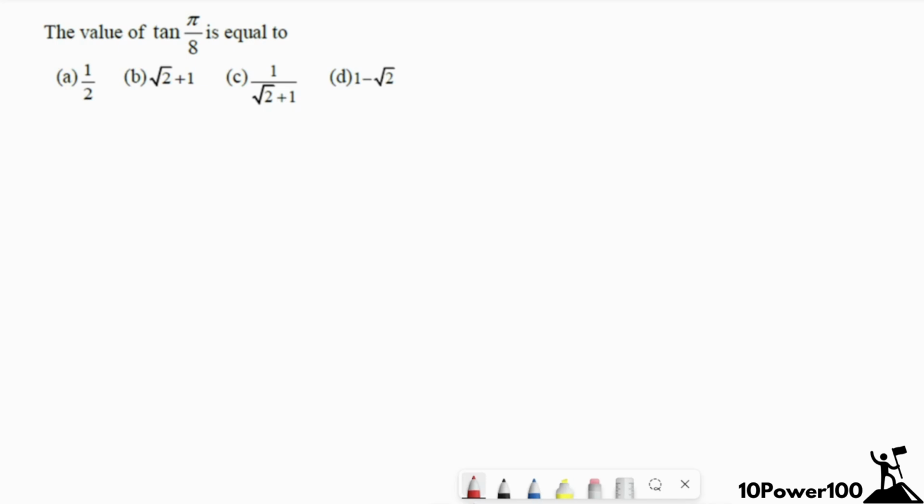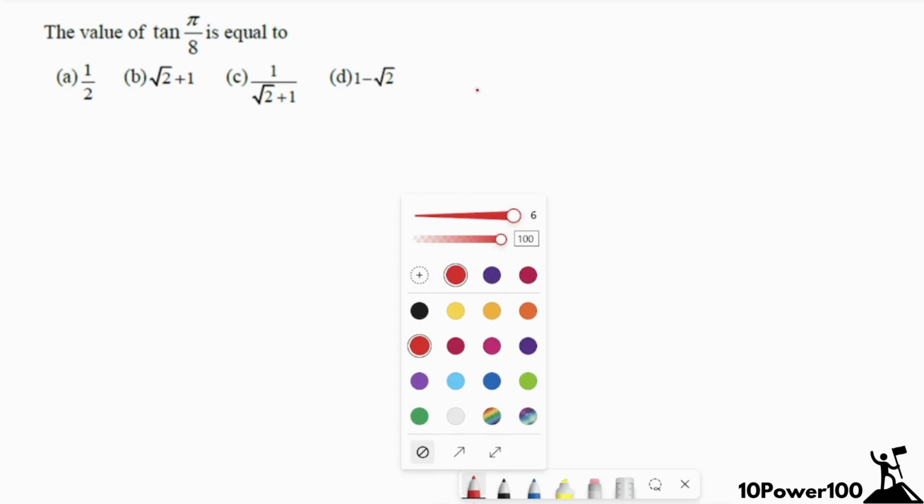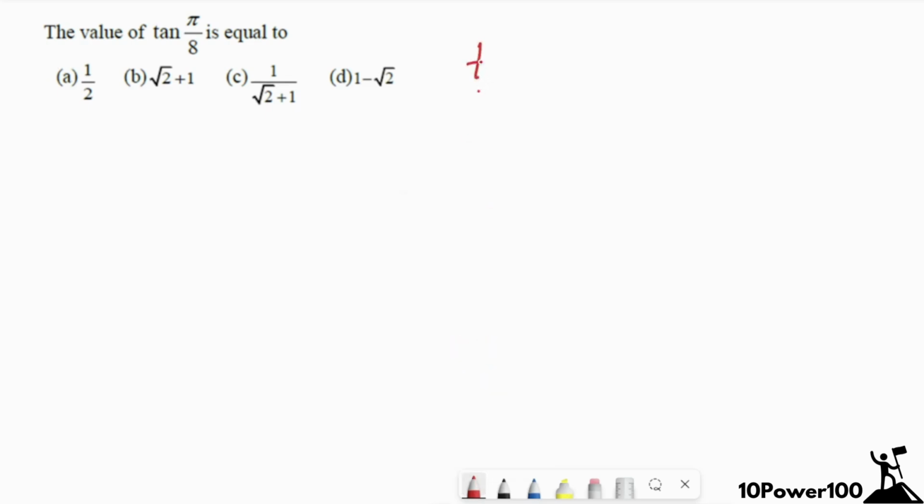Next question, the value of tan pi by 8 is equal to, so there are four options. Let's see how to solve this. First thing is, let's write tan pi by 8, and we know the ratio of tan in terms of sine and cos. We can write it as sine pi by 8 divided by cos pi by 8. Okay, now for this I'm going to multiply by 2 cos pi by 8 in both numerator and denominator. The reason I'll tell you later.